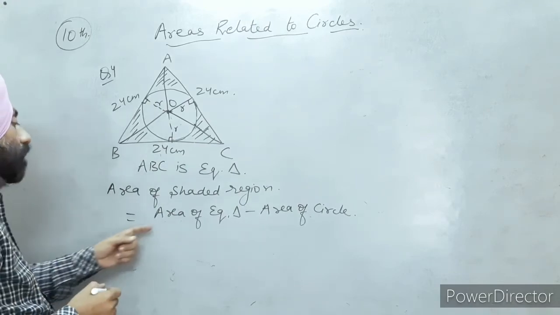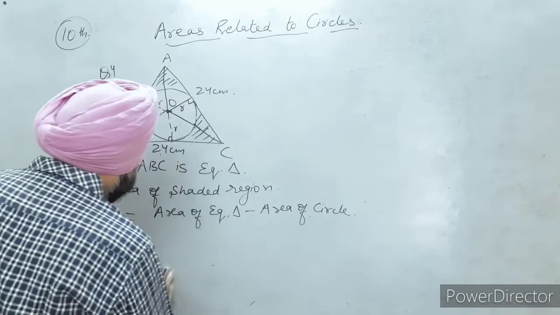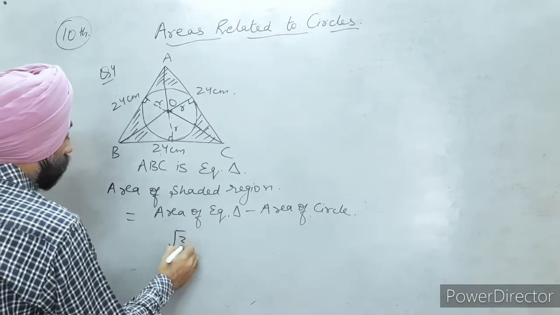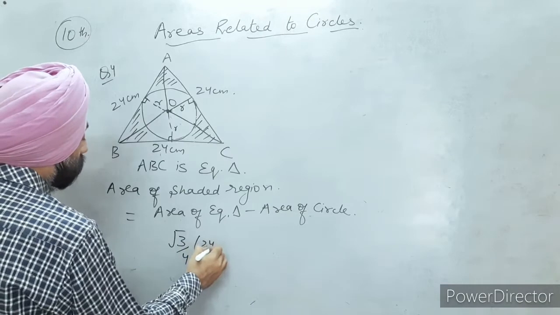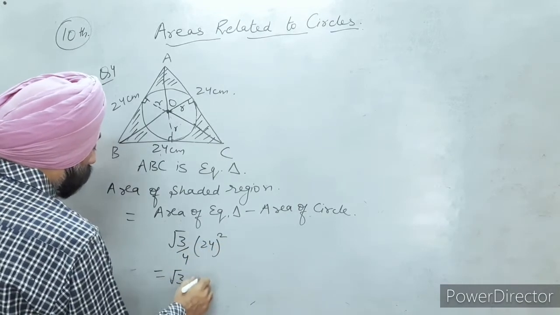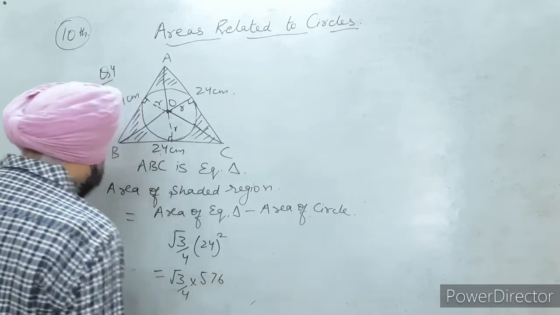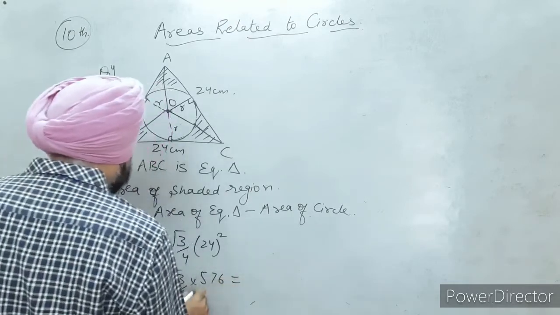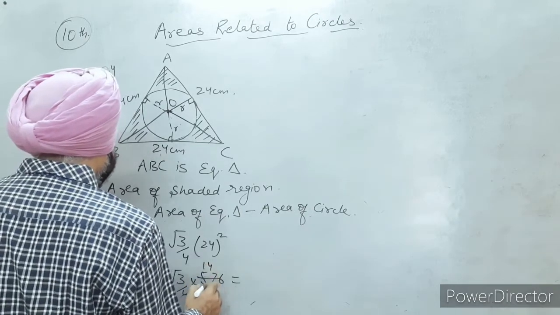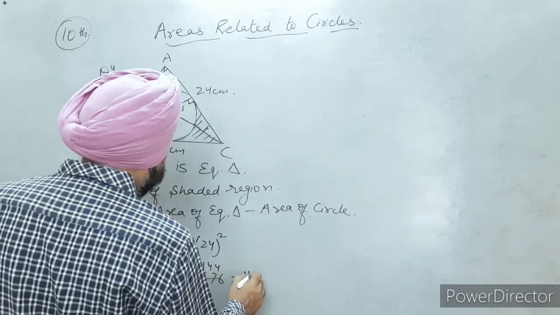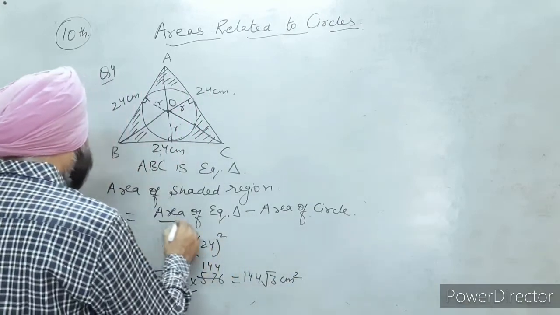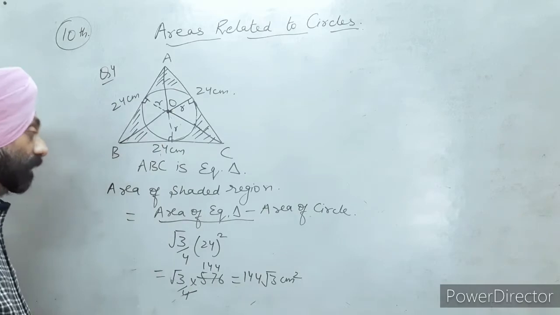Now, how do we calculate the area of the equilateral triangle? It's simple. It is root 3 by 4 into side square, that is 24 square. I get root 3 by 4 into 576. That comes out to be 144 root 3 centimeter square, which is the area of the equilateral triangle.